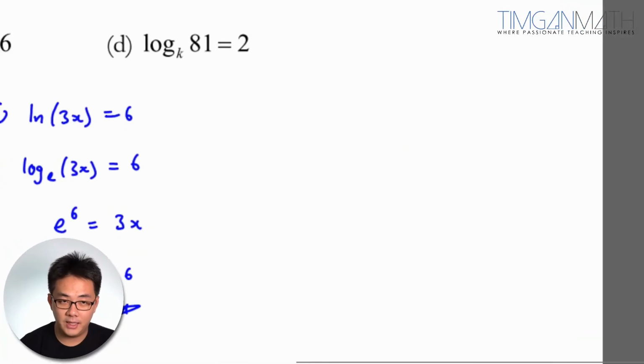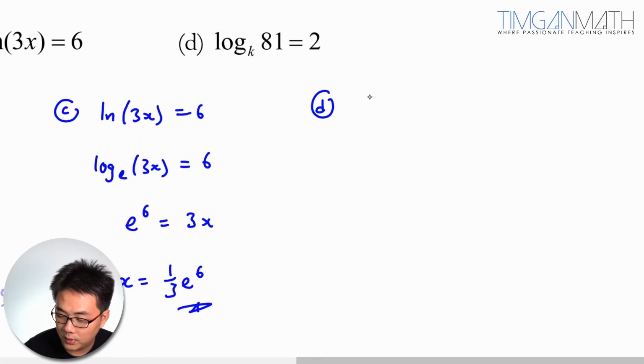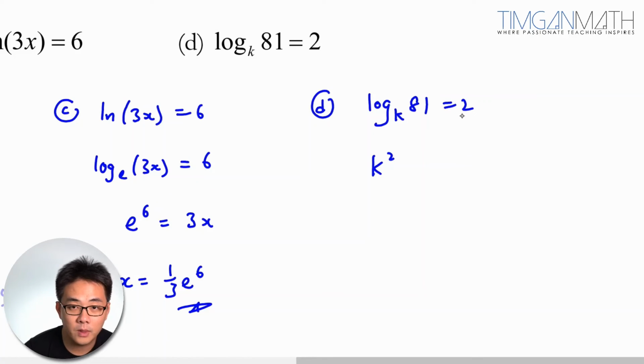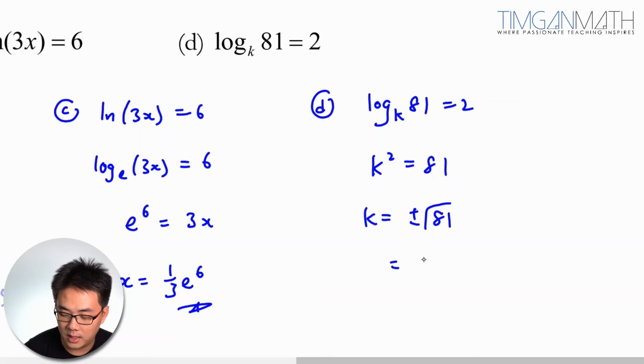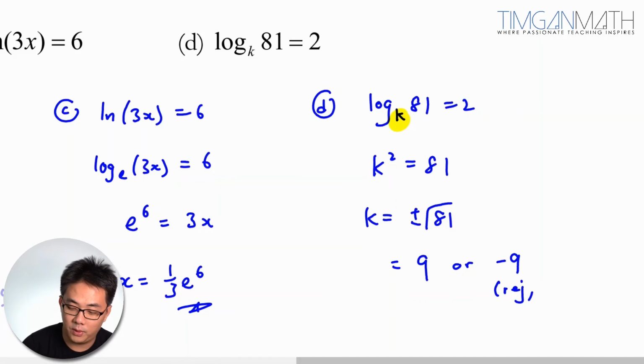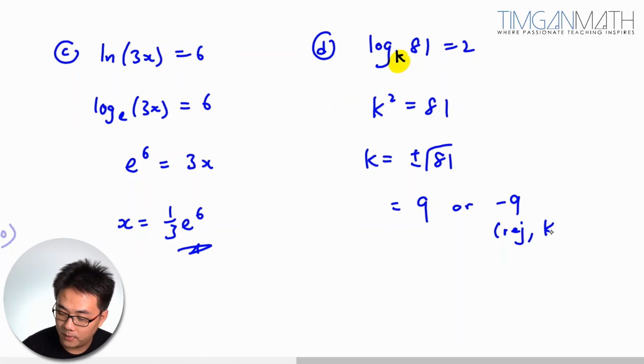For the last part, D, we're going to solve for k. So log base k of 81 equals 2. Hence, we know that k to the power of 2 equals 81. This will be k equals plus or minus the square root of 81, which is 9 or negative 9. You need to reject negative 9 because the base of a logarithm should be positive. In other words, k has to be positive. Hence, k is 9.